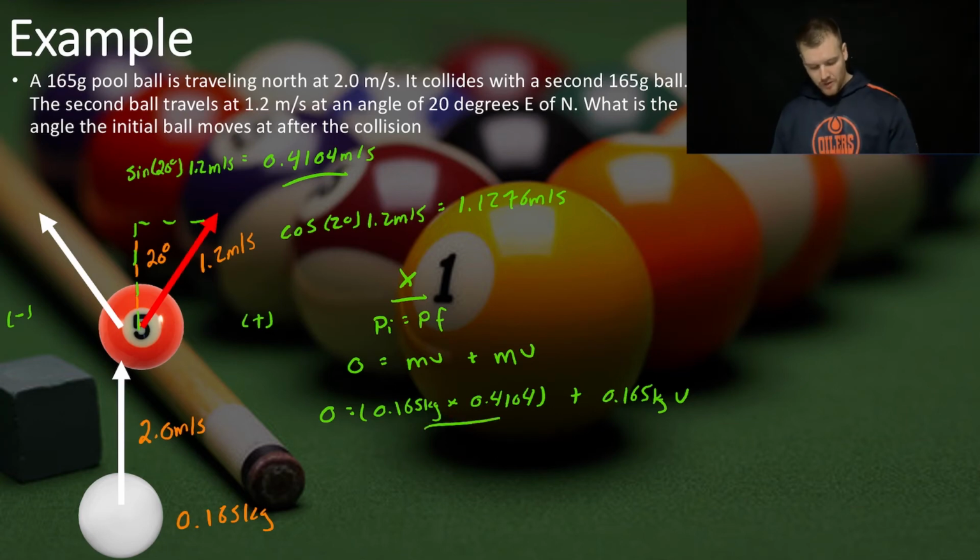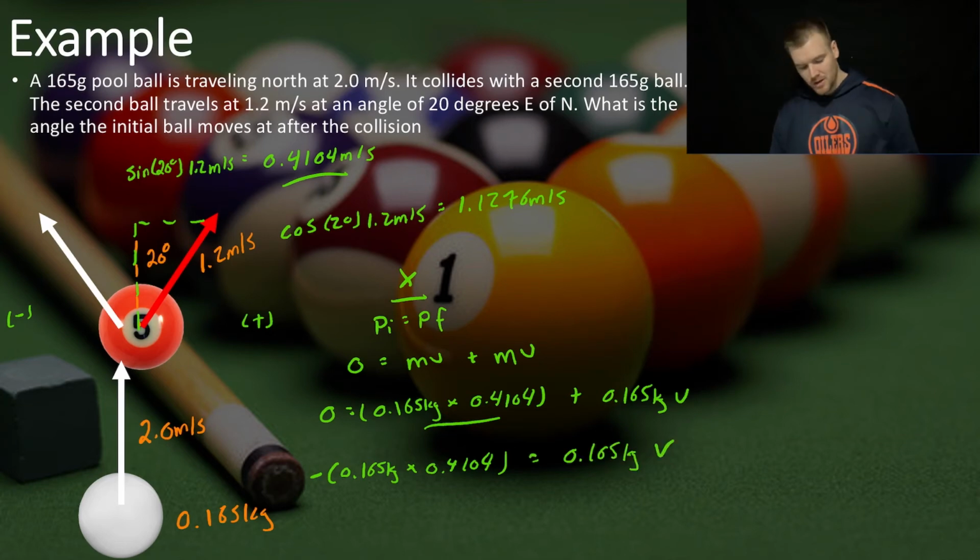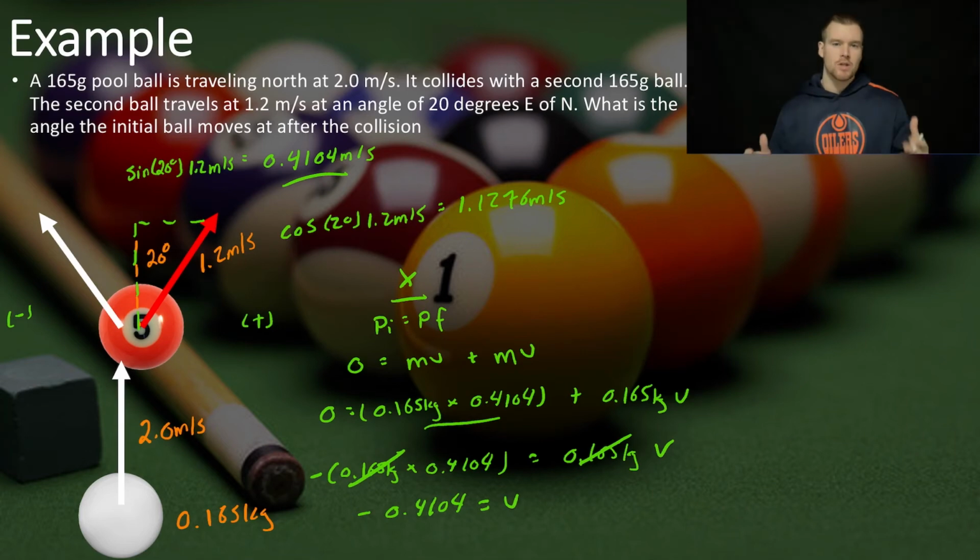The next step, you could solve for this part, but I'm actually just going to subtract that over on the other side. So 0 minus that will give me negative 0.165 kilograms times 0.4104 is equal to 0.165 kilograms times velocity. The reason I did that is because we have the same mass on both sides, we can cancel this 0.165 from each side and realize that the velocity I get is negative 0.4104. That makes sense because if they're the same mass and momentum was 0 at the start, it has to be 0 at the end. If it's positive 0.4104 one way, it has to be negative 0.4104 the other way. And if they're the same mass, their velocity should be the same.